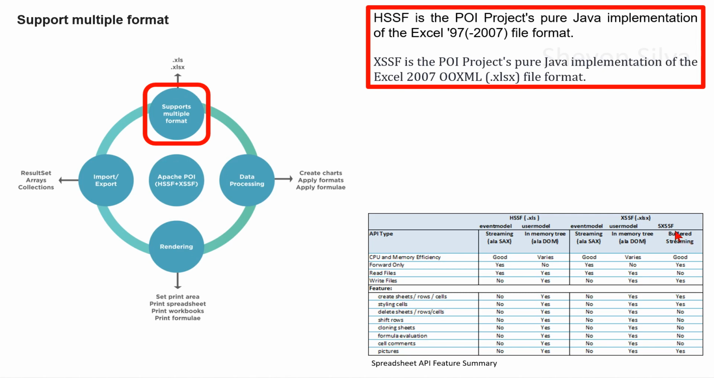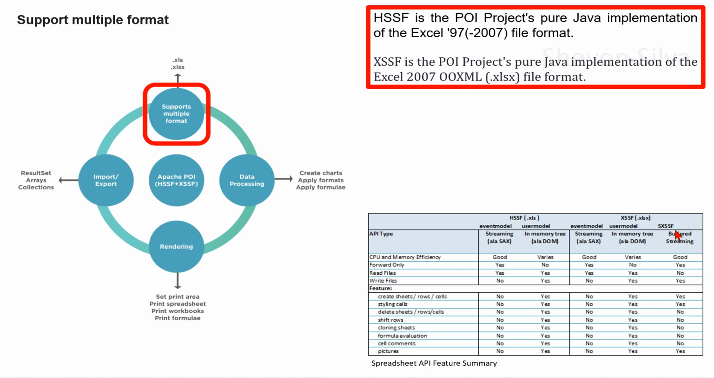SXSSF achieves its low memory footprint by limiting access to the rows that are within a sliding window, while XSSF gives access to all rows in the document. All the rows that are no longer in the window become inaccessible as they are written to the disk. Auto-flush mode: the size of the access window can be specified to hold a certain number of rows in memory.